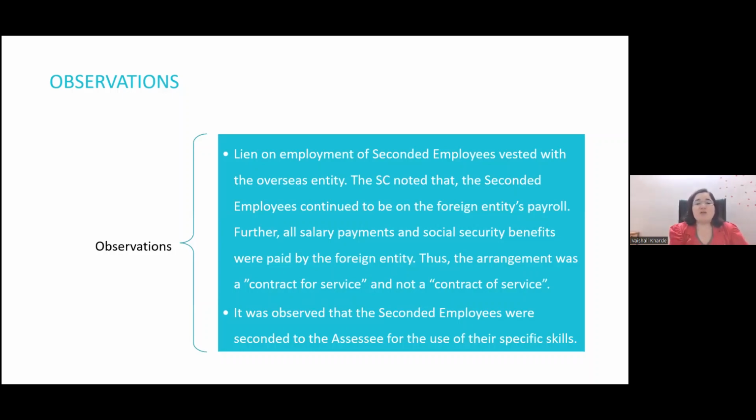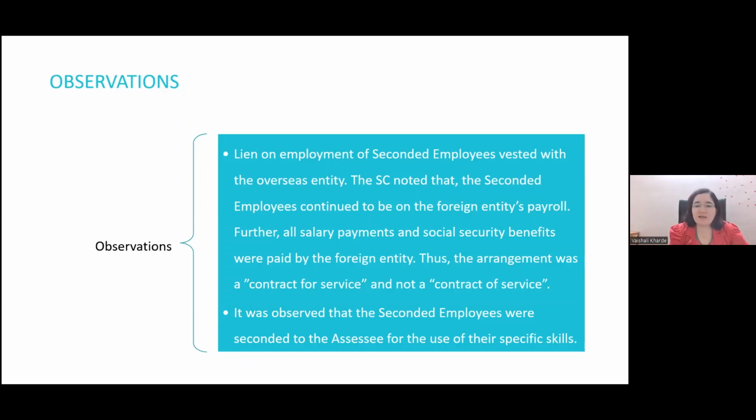The second observation of the court is that the lien of the employment of the seconded employees vested with the overseas entity. So the lien is with the overseas entity. Secondly, it noted that the seconded employees continued to be on the foreign entity's payroll. Further, all salary, payments and social benefits were paid by the foreign entity itself. Thus, it is a contract for service and not a contract of service.